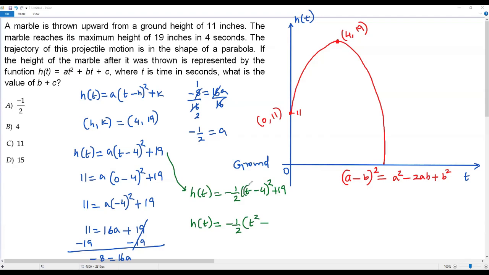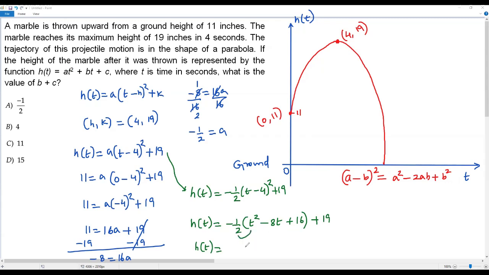Here a is t and b is 4. 2 times t is 2t. 2t times 4 is 8t. Plus b square. For b, we have 4. b square means it's 4 square, so 4 square we can write as 16 over here. So plus 19. So h of t equals, now we can distribute this negative 1/2 to this t square minus 8t plus 16.